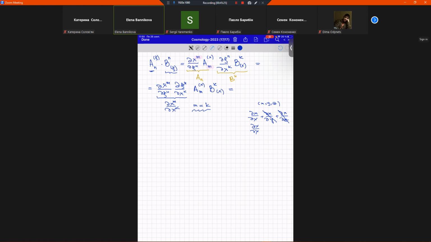Others will disappear. In this case, since only m equals k survives, of course we need to write it together with a and b. Instead of k, we put m. So we can consider dx m by dx m. It doesn't matter how to write it. I can finally write a m times b m.